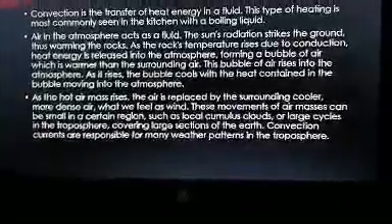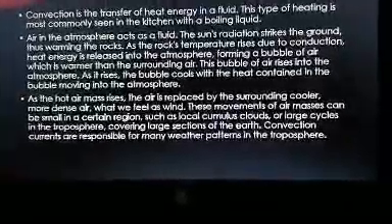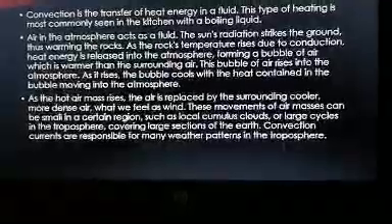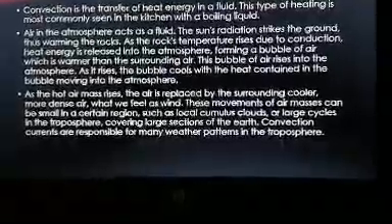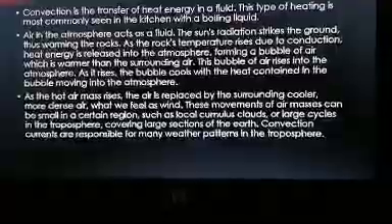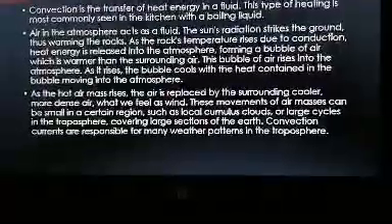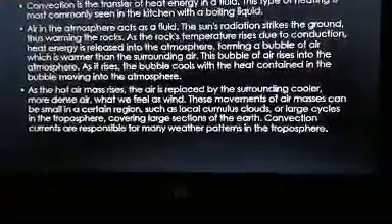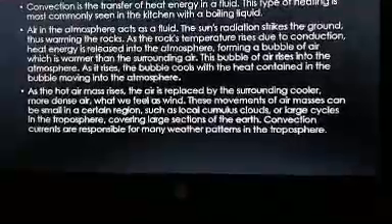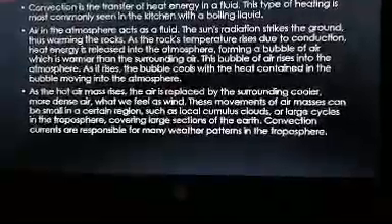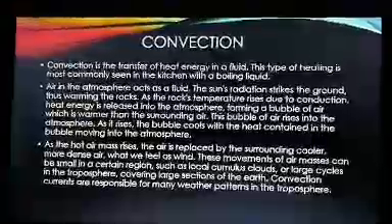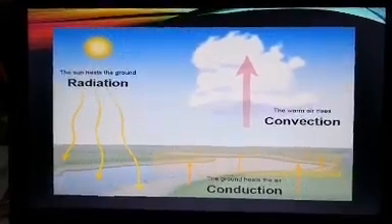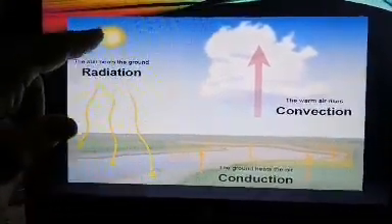This movement of air mass can be small in a certain region, such as a local cumulus cloud, or a large cycle in the troposphere, covering large sections of the Earth. Convection currents are responsible for many weather patterns in the troposphere. As we look, this is an example of the radiation.